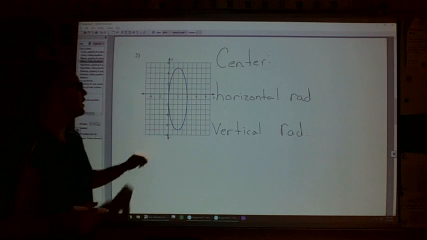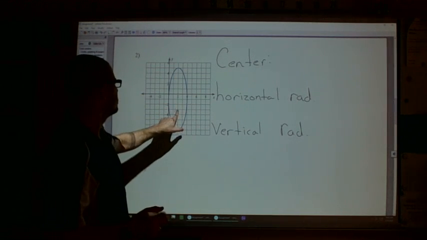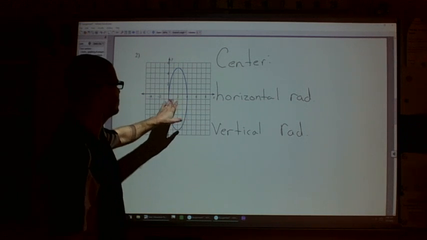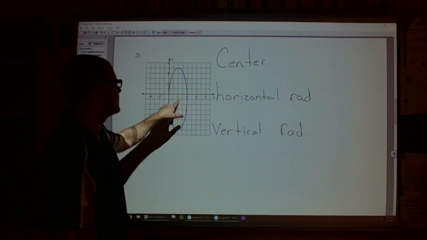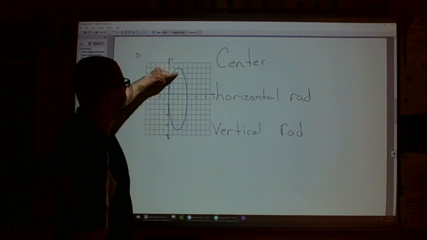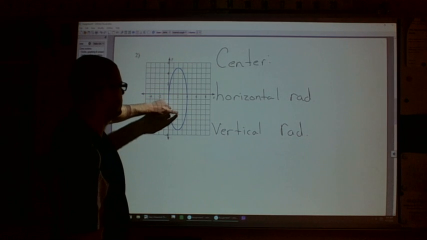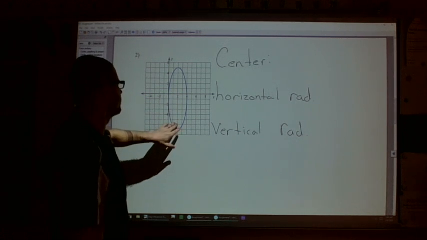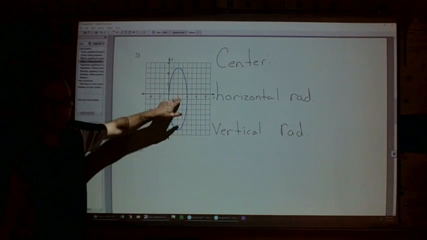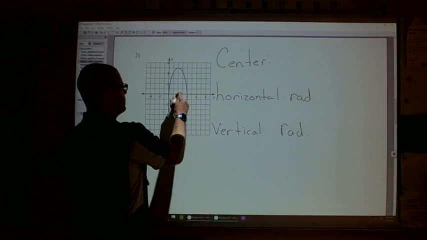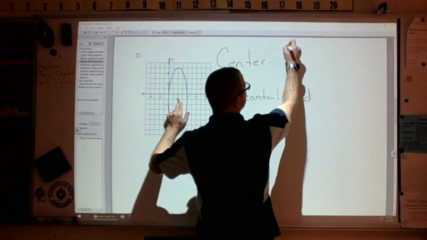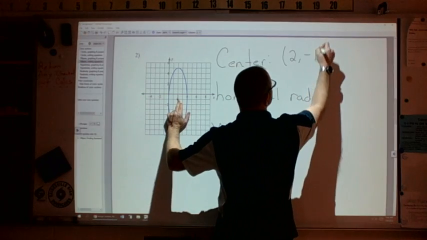Center, we look, 2, and then it looks like negative 1 here, which we can find just by counting. So I go 1, 1, 2, 3, 4, so right there is the middle of the horizontal, and then up and down, 1, 2, 3, 4, 5, 6, right there. So again, nothing fancy, just finding the middle of the whole thing. Right there is my center at x equals 2, y equals negative 1, so 2, negative 1.